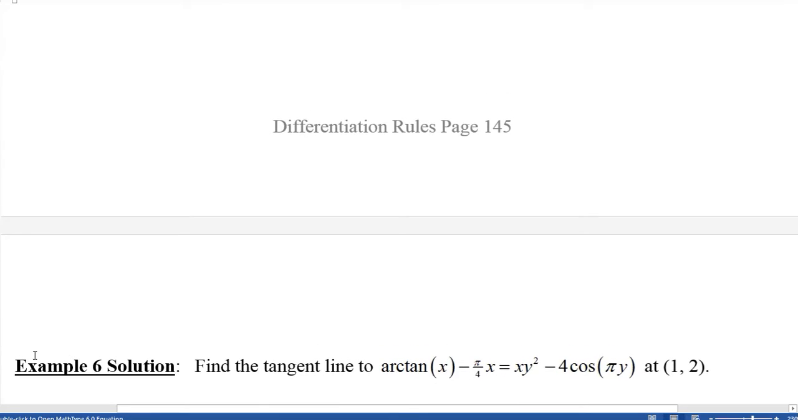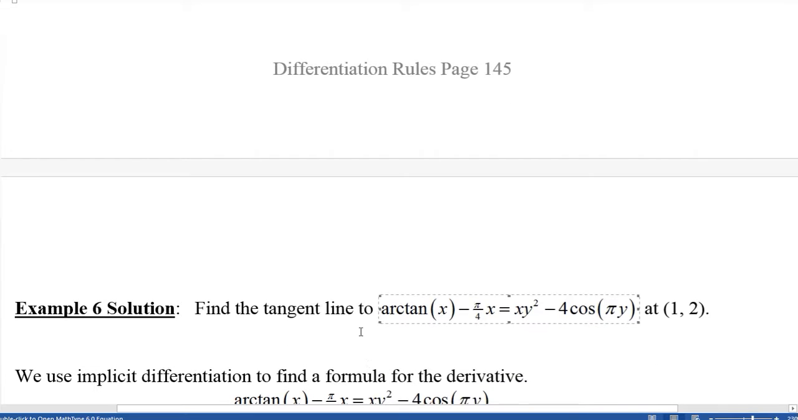So see if you can do this one. Arctangent of x minus pi over 4 x equals x y squared minus 4 cosine of pi y, at the point (1, 2). If you haven't done this yet, press pause now.